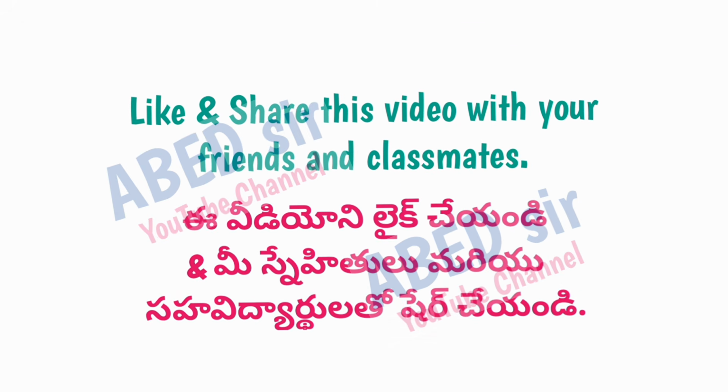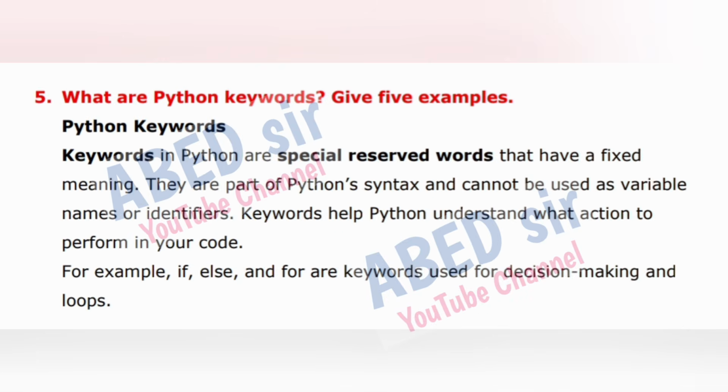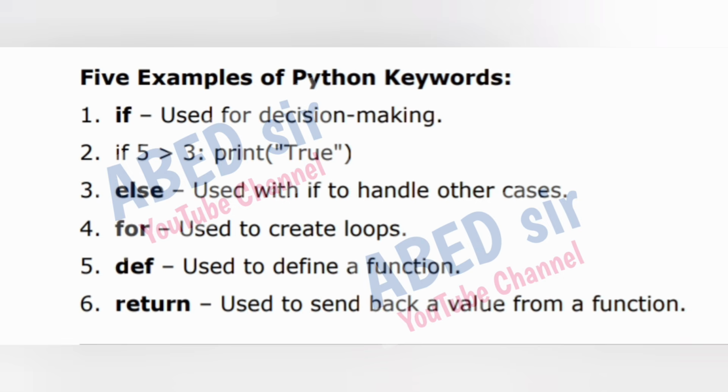Next important short question is 5. What are Python keywords? Give 5 examples. Python keywords. Keywords in Python are special reserved words that have a fixed meaning. They are part of Python's syntax and cannot be used as variable names or identifiers. Keywords help Python understand what action to perform in your code. For example, if, else, and for are keywords used for decision making and loops. 5 examples of Python keywords.